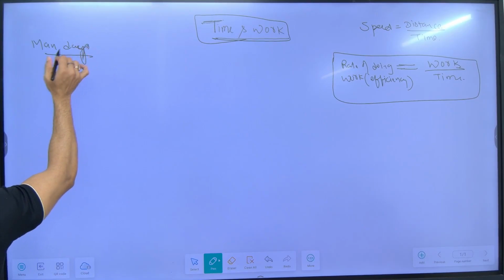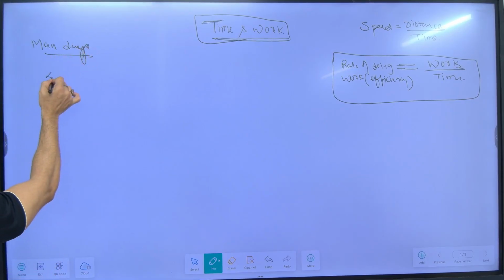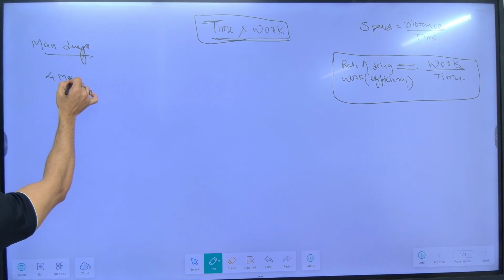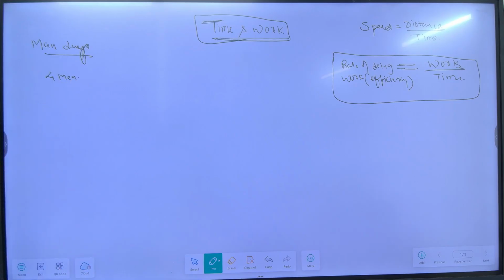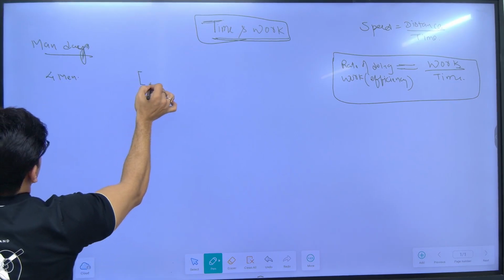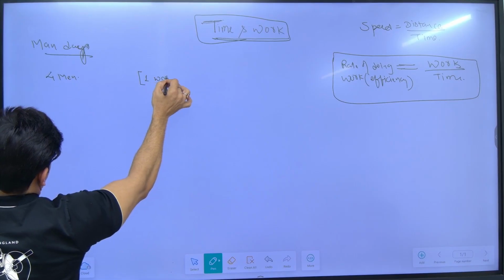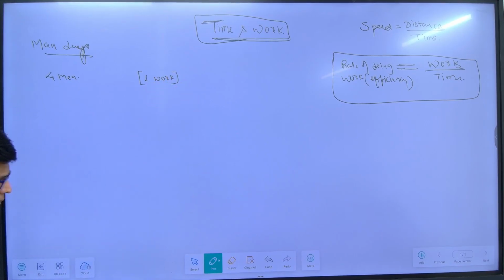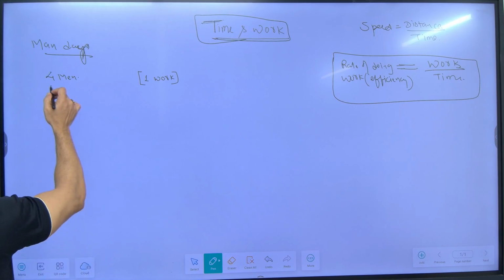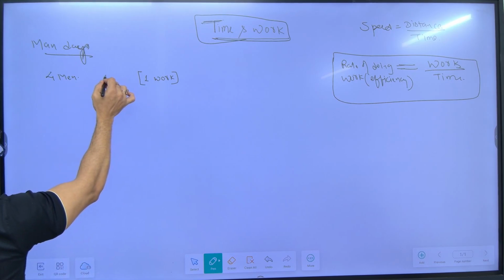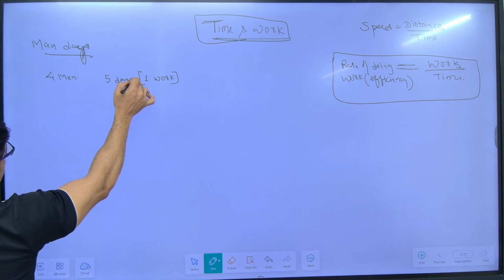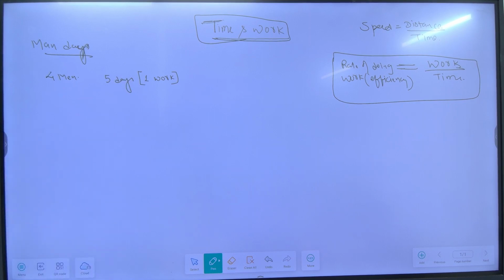Man and days concept, right? Let us consider a case. It's given that there are 4 men and they can do some work. Now, work can be anything, making a wall or anything, right? Any kind of work. And these 4 men can do this one work in, let's say, 5 days, right? 4 men can do this work in how many days?